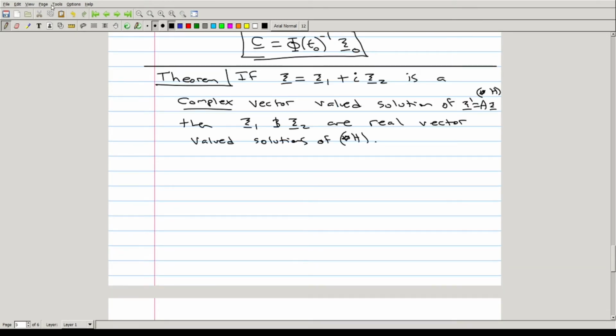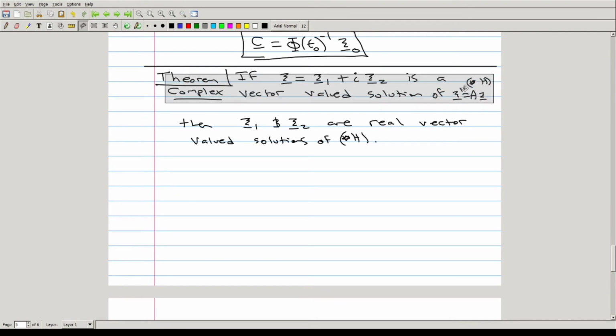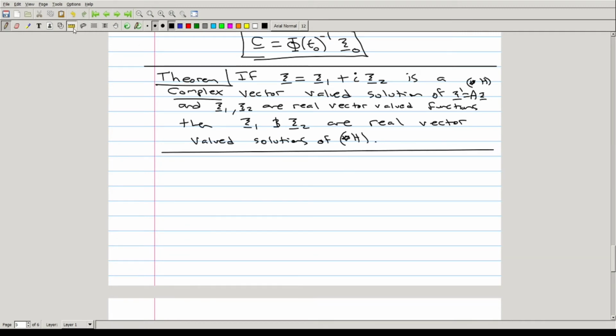And I should specify here too. So if xi equals xi1 plus xi2, it's a complex vector valued solution of star H, and xi1 and xi2 are real vector valued functions, then xi1 and xi2 are also real vector valued solutions of star H. The proof of this is relatively straightforward.